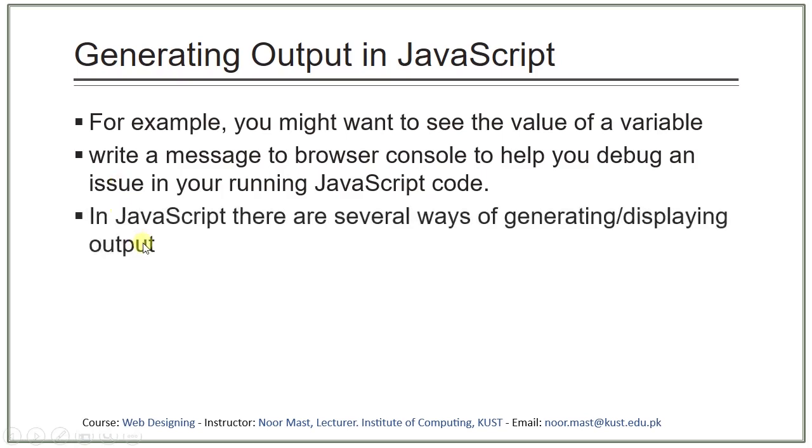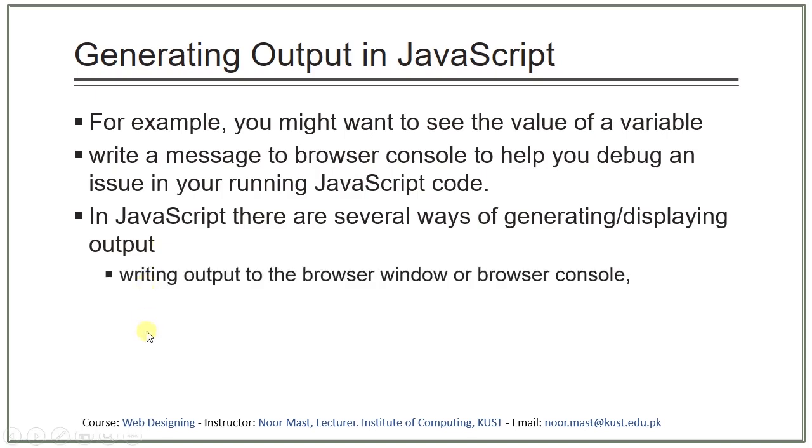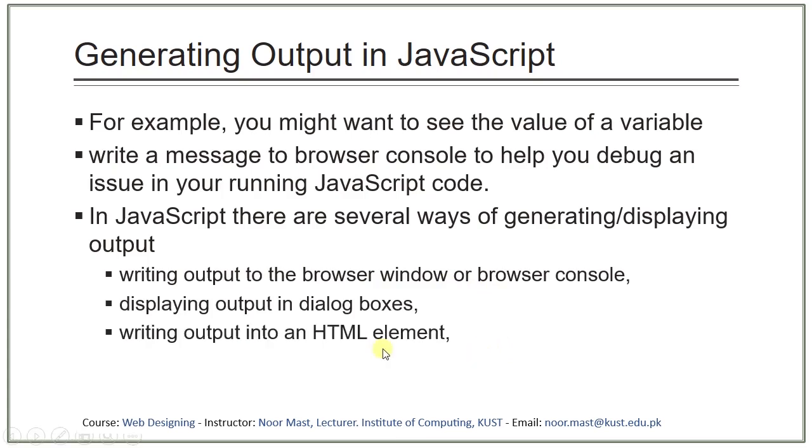In JavaScript, there are several ways of generating or displaying output. For example, writing output to the browser window or browser console, displaying output in dialog boxes, writing output into an HTML element. So let's discuss each of these methods in detail.